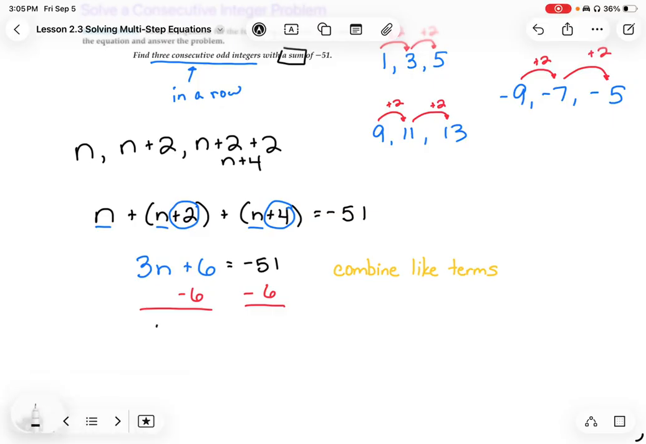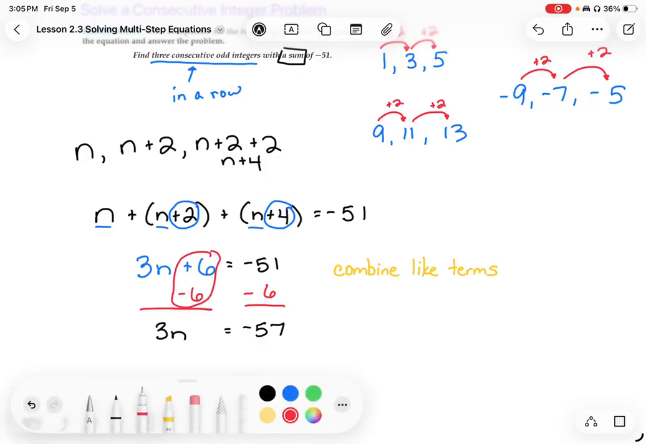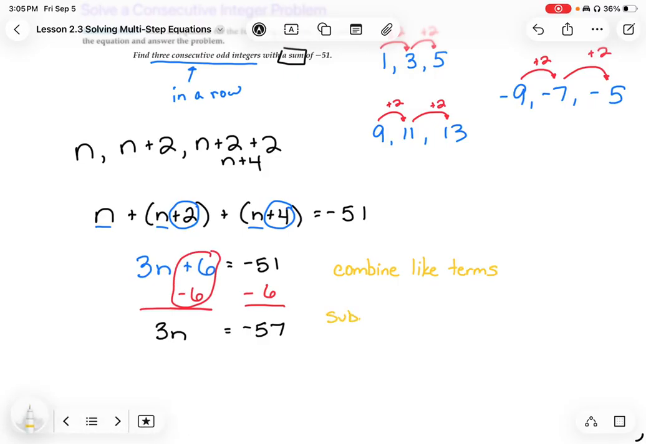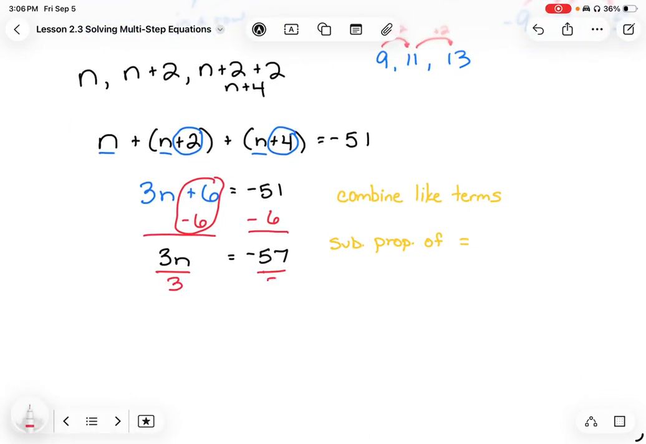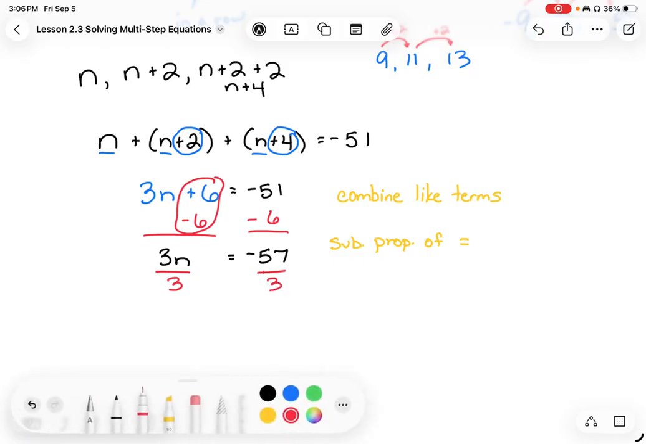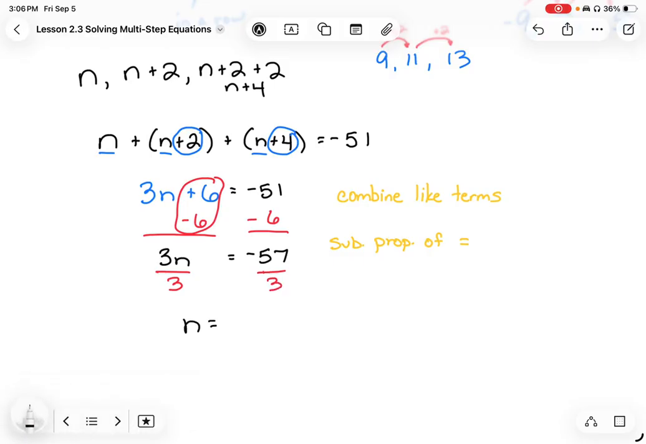So that's going to give us 3n equals, and -51 minus 6 is -57. The 6 is, of course, plus 6 minus 6, that cancels. This was the subtraction property of equality. And now to isolate the n, we just need to divide both sides by 3. So divided by 3, divided by 3. And that gives us n equals, and then 57 divided by 3 is 19. And this is a negative divided by a positive, so -19, which we get after the division property of equality.